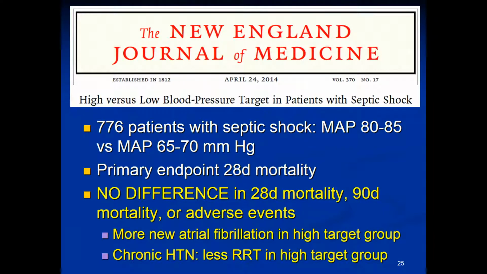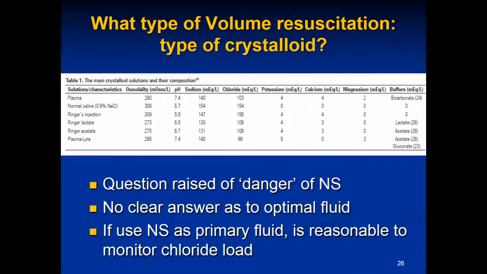But this and other studies have shown similar results, that targeting a higher mean arterial pressure versus a lower mean arterial pressure showed no difference in 28-day or 90-day mortality. And in fact, there may have been side effects from more use of pressors in the high target group, and it still remains somewhat dubious in those with chronic hypertension as to whether there was any benefit for renal perfusion. But in aggregate, there does not appear to be a benefit for the large majority of patients with higher mean arterial pressure. So the targets for resuscitation remain a MAP of 65.